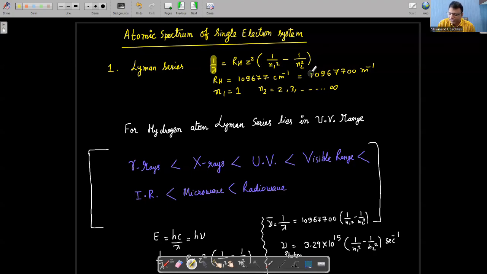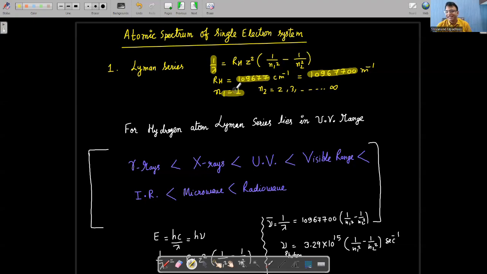And we know the value of the Rydberg constant, right? So be careful that its unit is in meter or centimeter. In centimeter, it is 109,677 per centimeter, but in meter, it is 10,967,700 per meter. So we know that for Lyman series, n1 is equal to 1. Now, for the hydrogen atom, the Lyman series lies in the ultraviolet range.